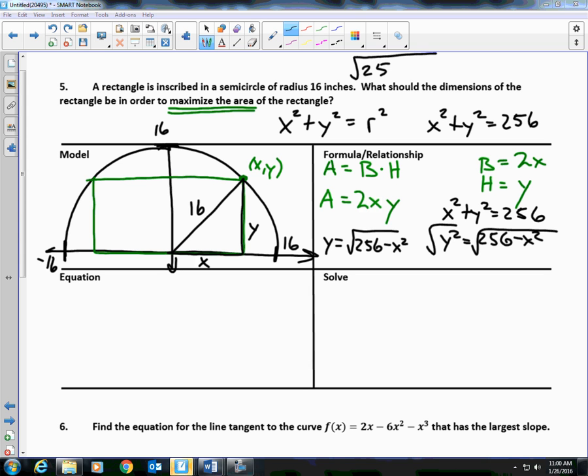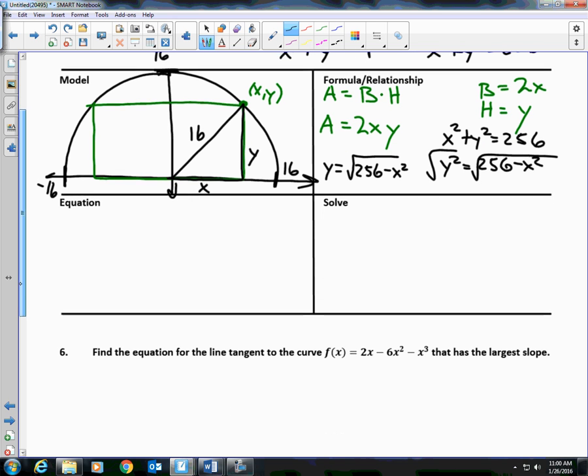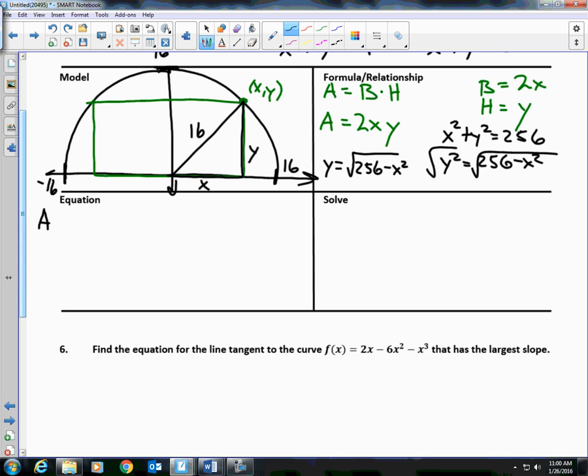We may not take the square root of each piece. Square root of 25 minus 16 is not equal to 5 minus 4, which is 1. That's not true, because square root of 25 minus 16 is the square root of 9, which is 3. So we just can't take square root of each piece. That's voodoo math. Okay, so now I can plug this in. The area in terms of what variable will I express this in? X. A of x is equal to 2x times the square root of 256 minus x squared.